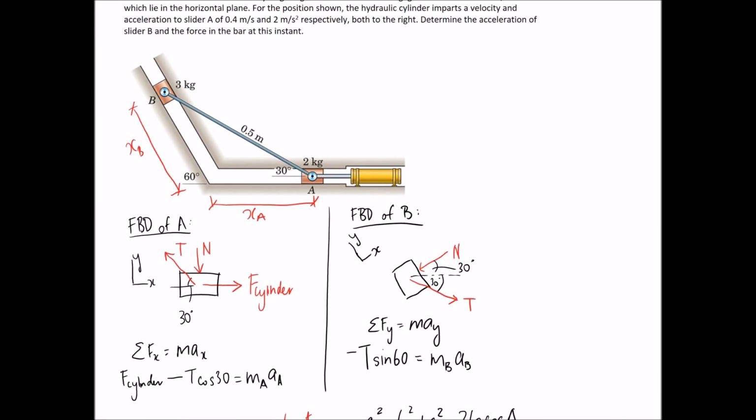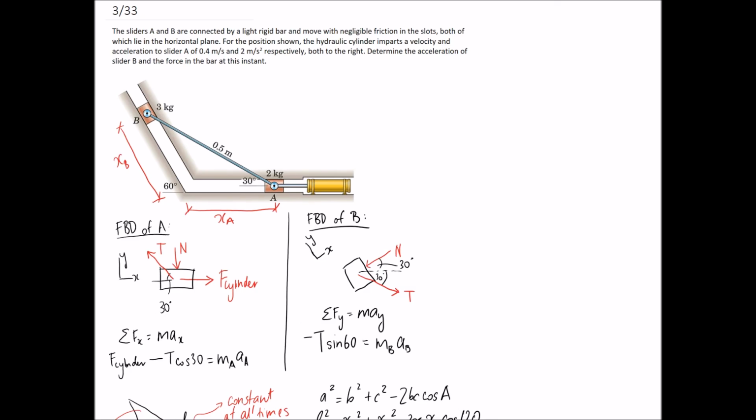Alright, so let's do it off to the side over here. Let's go for this equation first. So we have negative T sine 60 is equal to the mass of b, which we know is 3 kilograms, multiplied by the acceleration of b, and we just worked that out to be negative 2.37. So tension can be solved from this equation, and it comes to be 8.21 newtons.